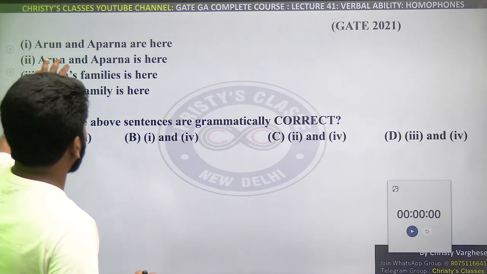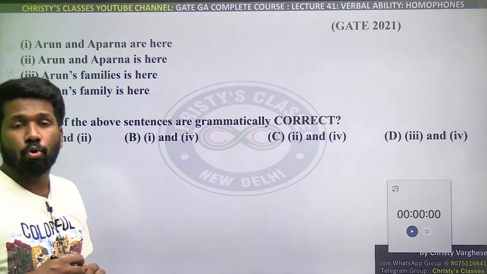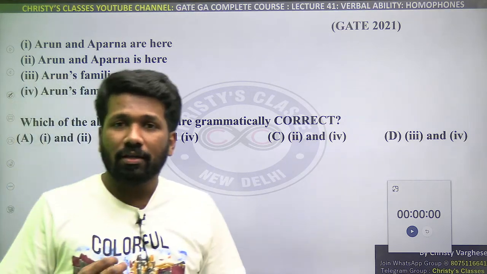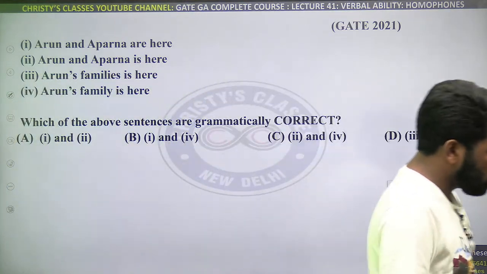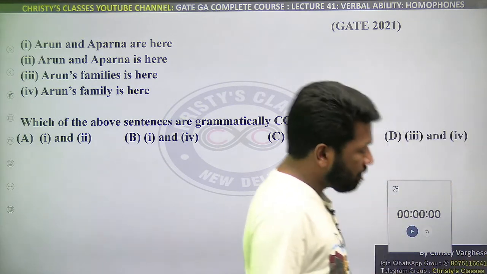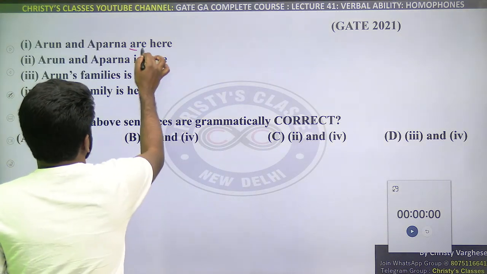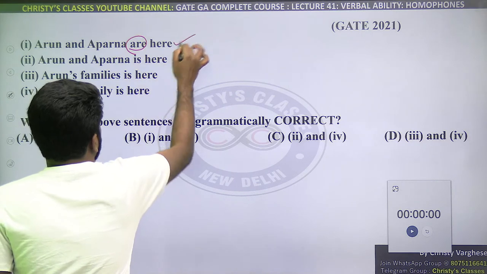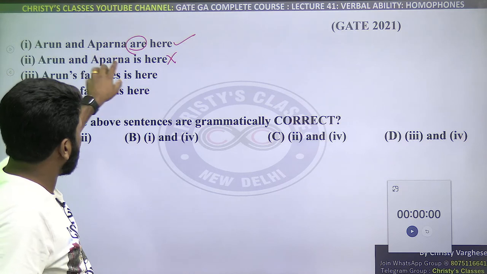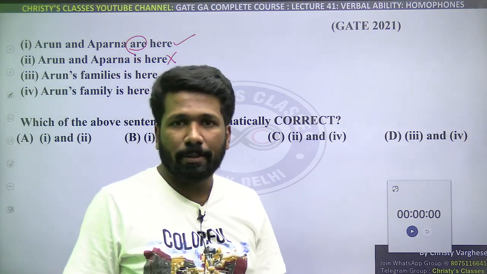So anyway, here Arun and Aparna is plural. So the auxiliary verb or verb also should be plural. Which is plural, is or are? Are is plural, right? Is is singular, are is plural. So definitely are should be used. Among is and are, are should be used. So Arun and Aparna are here, Arun and Aparna is here. Among them, this is correct and this is wrong. Are you understanding? Compare first and second. The only difference is is and are. So is is not correct with respect to subject-verb agreement.